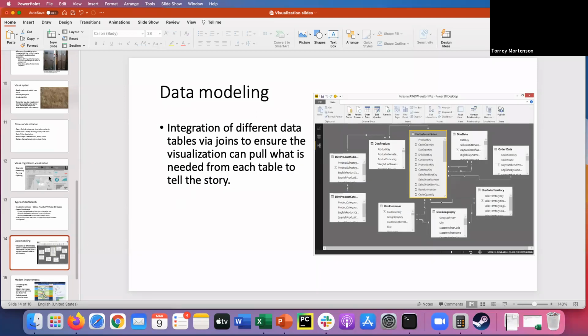Data modeling. So this is a picture from Power BI. Every system handles data modeling a little bit differently, but the fundamental concept is the same. You are integrating different data tables via various joins to ensure the visualization can pull what is needed from each table to tell your story.